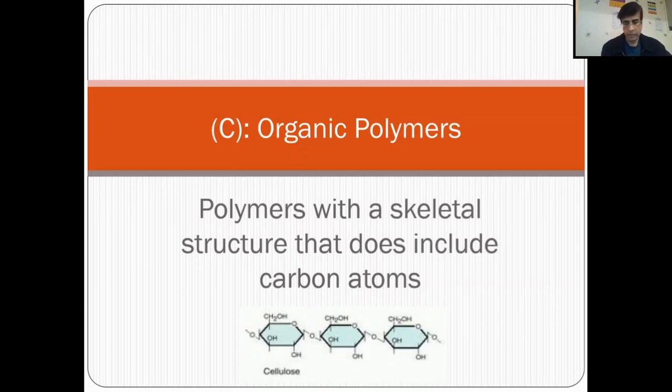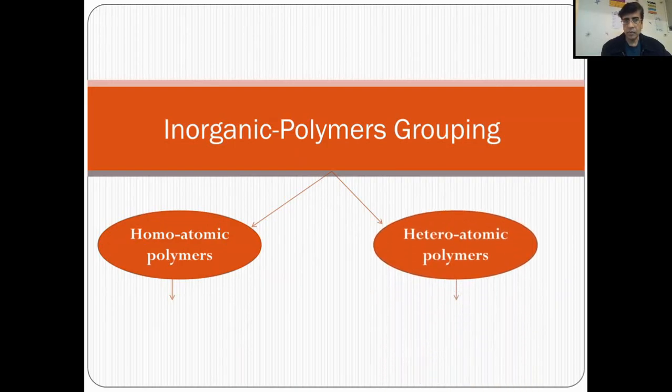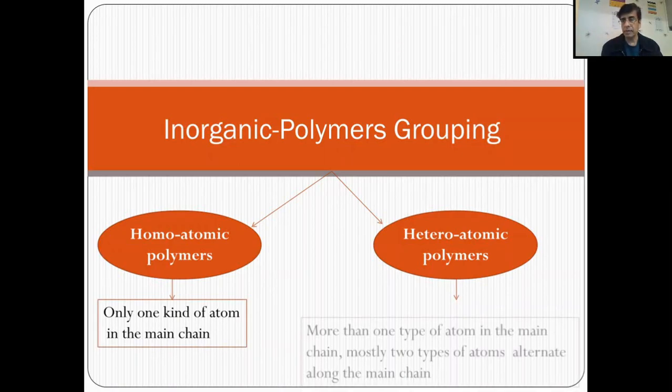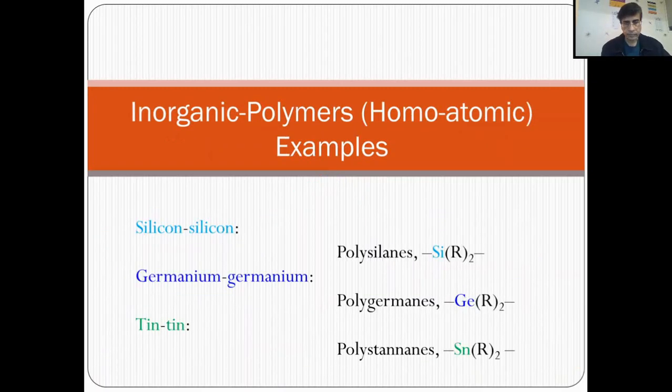Okay, now in the inorganic polymer, we also studied this one before. We have two types. Homoatomic polymers means only one kind of atom in the main chain, means backbone. Heteroatomic polymer is when you have two or more types of atom in the backbone. So now some examples of homoatomic inorganic polymer. For example, silicon.